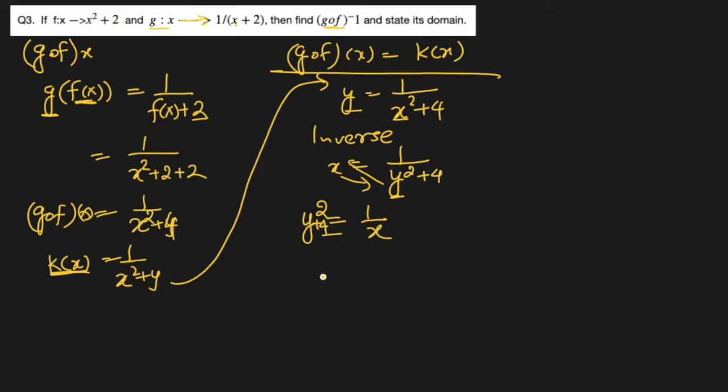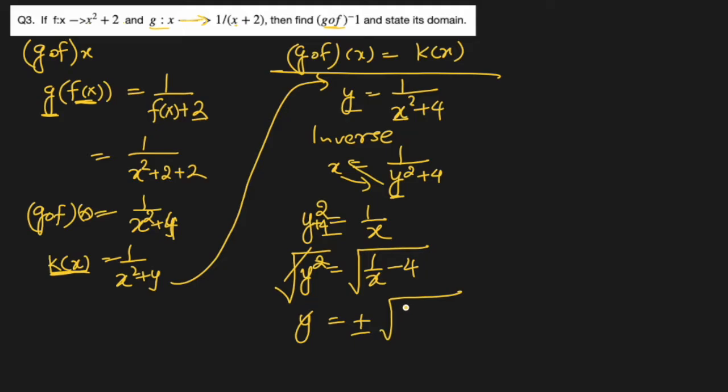And now I'll take this 4 there. y square equal to 1 over x minus 4. Square root both sides. Because square and square root cancel, y equal to plus and minus the square root of 1 over x minus 4. And let me write them with the same denominator, 4x over x. It is just 4. So I multiplied it by x and divided by x so that the denominators are the same.